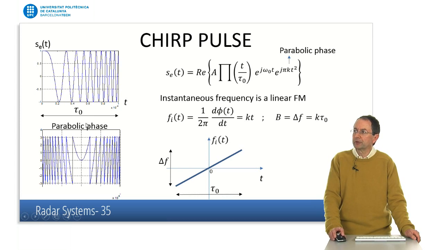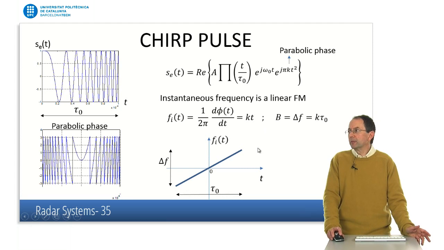The pulse has a duration tau 0. So this is the evolution of the frequency, a linear one, and you can see that this is obtained with a parabolic or quadratic phase modulation of this pulse. So if we have a rectangular pulse and we introduce a parabolic phase, the instantaneous frequency is the time derivative of the phase, and because this is quadratic, we obtain a linear trend of the frequency, which is plotted here.